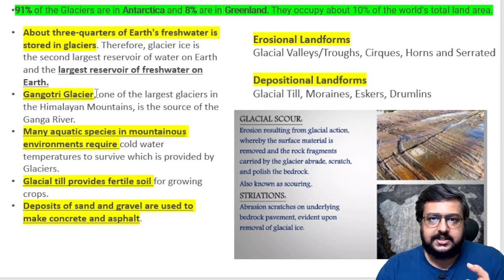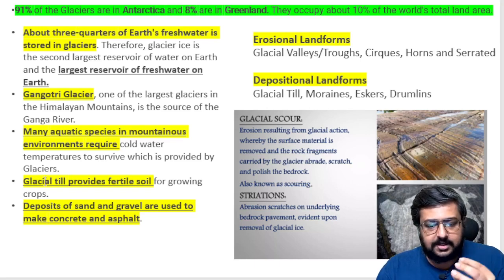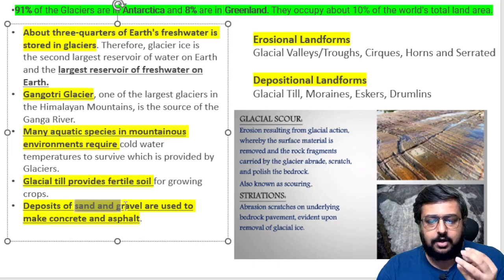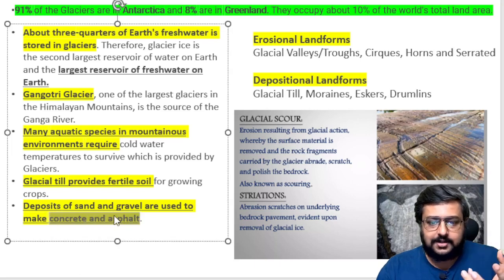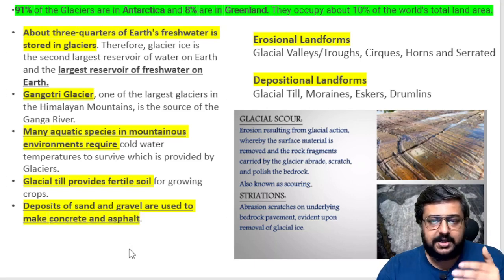And then the Gangotri glacier in India is one of the largest glaciers in the Himalayan mountains and the source of the Ganga river. And many aquatic species, which can be birds, fishes, insects, all these things are dependent on this cold water. There are some extremophiles which UPSC asked recently, which need extreme climate to survive. Such organisms depend on this. And then glacial till. Okay, glacial till is again the same thing, a kind of mud deposit, deposits of sand and gravel, and fertile soil will be there sometimes for certain crops which grow there, and it can also be used for making concrete and asphalt. So these are the features in case a prelims question comes.